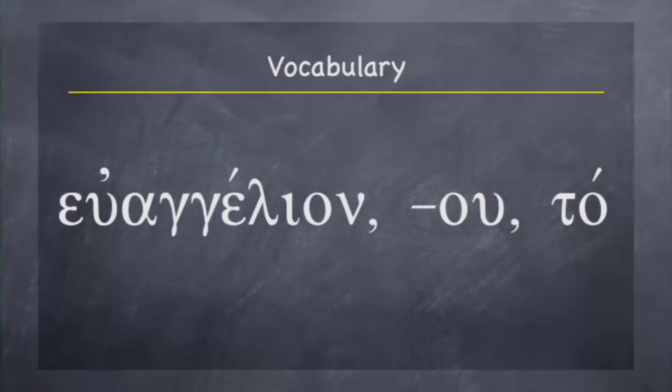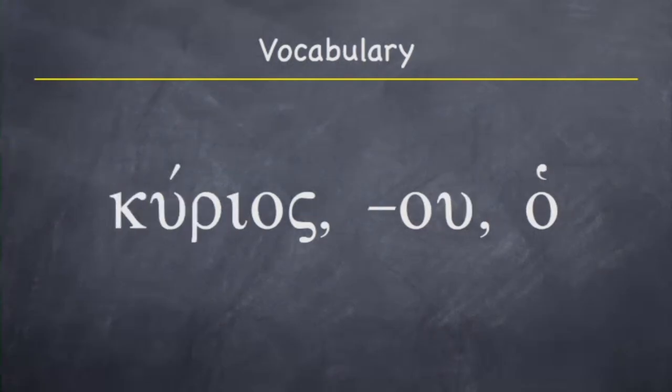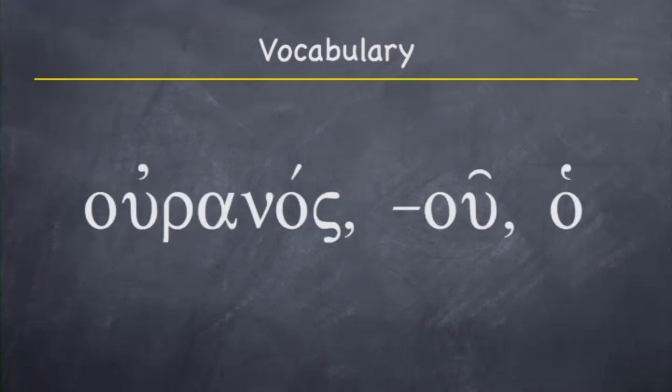Euangelion, euangeliou, to: good news, gospel. Iēsous, Iēsou, ho: Jesus, Joshua. Kurios, kuriou, ho: Lord, Master, Sir. Mē: not, blessed. Ouranos, ouranou, ho: heaven, sky.